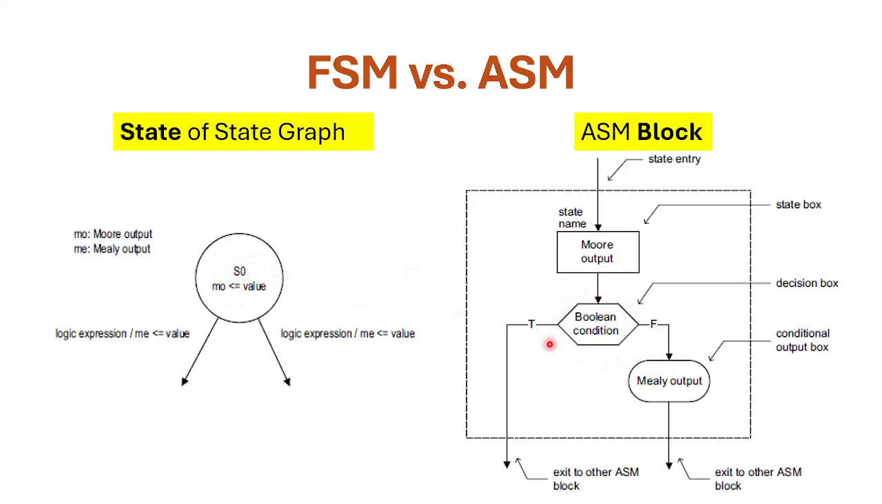then a possible network of boxes like this with Boolean conditions that would capture the logic of transitioning from one state to another in the state graph. We'll see an example shortly. You could exit and go to other ASM blocks directly from these conditional boxes, or after possibly assigning outputs to Mealy outputs. That is pretty much it. Once you have this, you can generate this and vice versa.